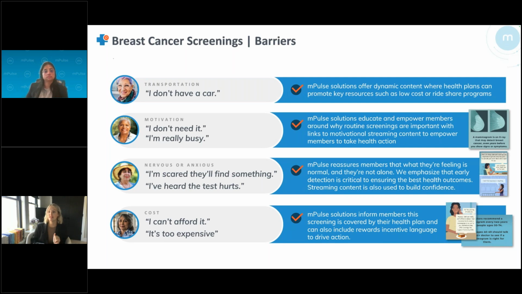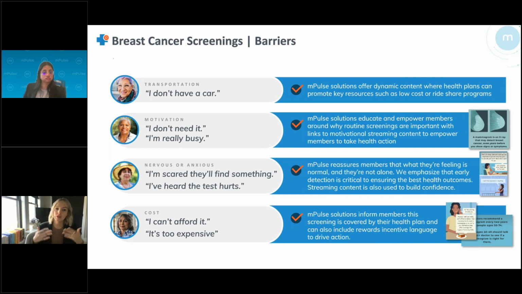The next one is nervous or anxious. And after this, I'll skip ahead to the next just to be mindful of time, make sure we leave questions for everyone. But this one is very real. And I think for any of us that maybe have to get one, the fear of something being found, or the actual discomfort of the test itself.